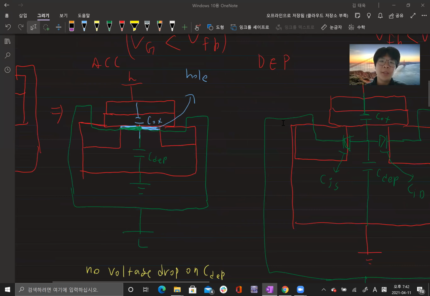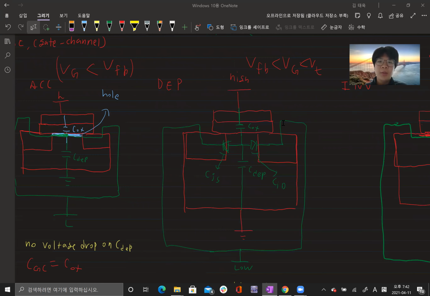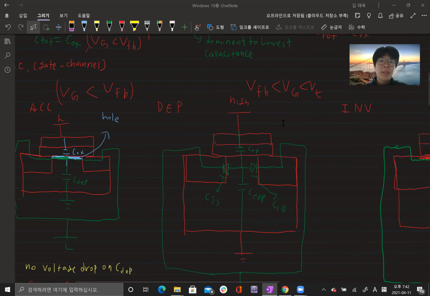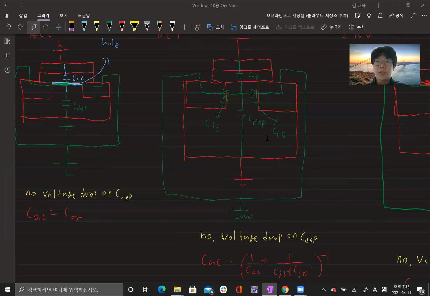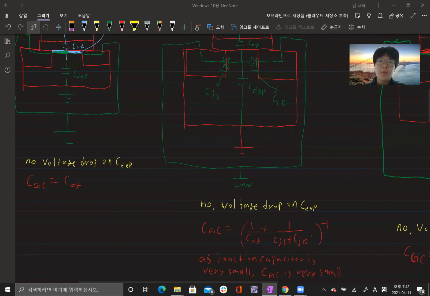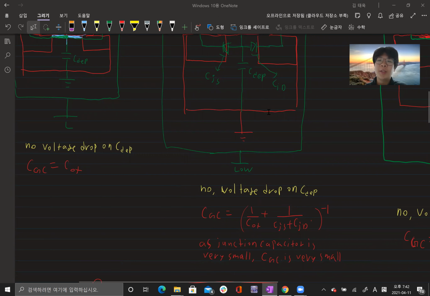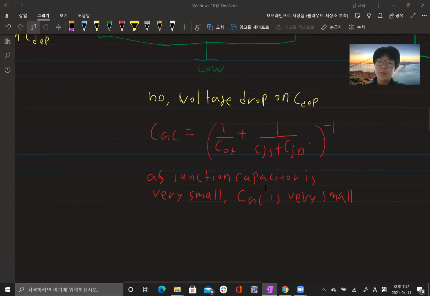On the depletion region, like which we calculated on the total capacitance, there will be a combination of oxide capacitance and junction capacitance. Because the body is grounded, there will be no voltage drop on depletion capacitance. Because the junction capacitances are so small, those capacitances will become dominant. Total capacitance will be very small.